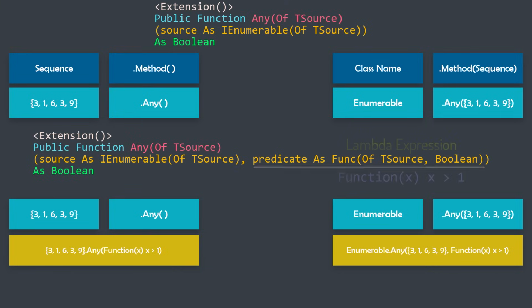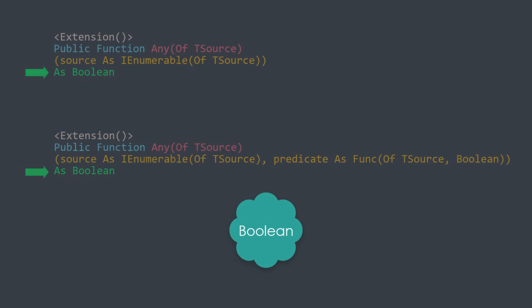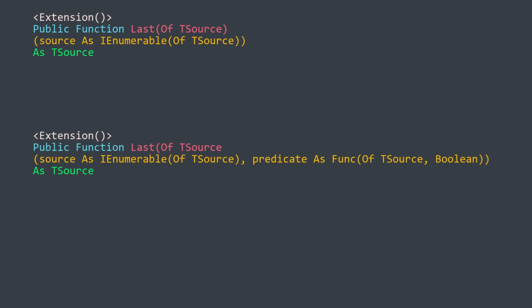Let's now see the output. As you see, we have an output of type Boolean for both overloads. It means, if we want to store the output of this query in a variable, it should be of type Boolean. It's very important to know the output of each method. That's all about this method. Let's now check the structure of another method. For example, the method last.